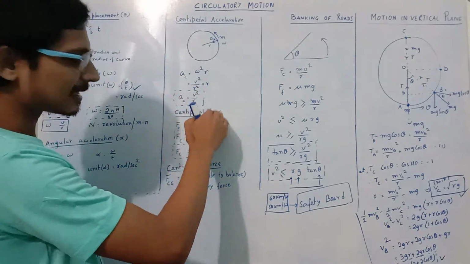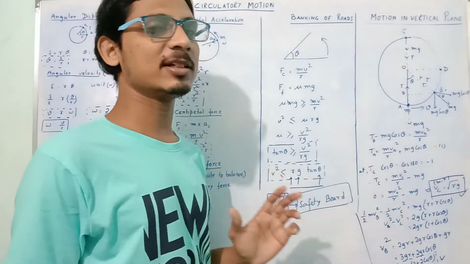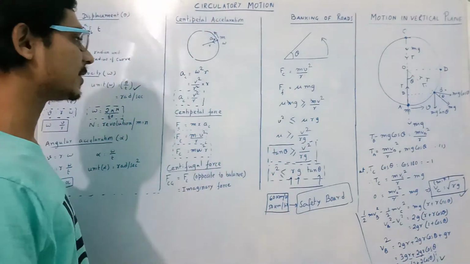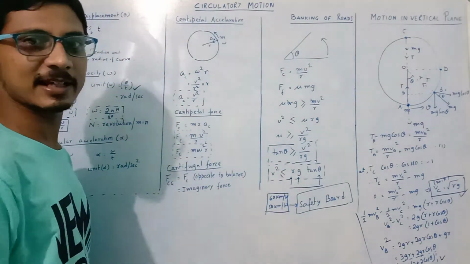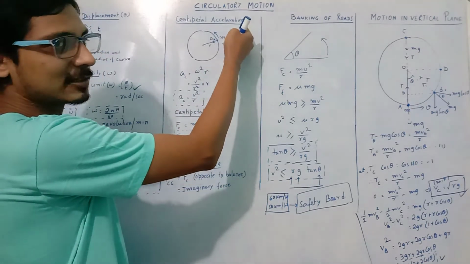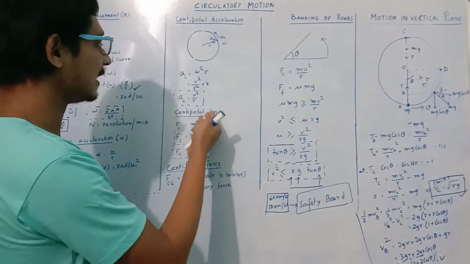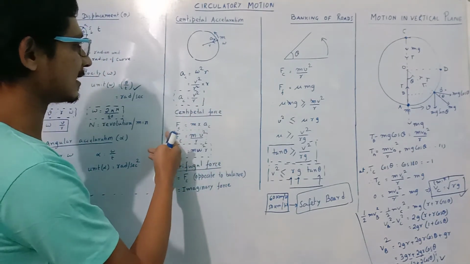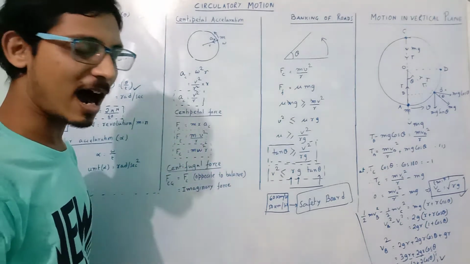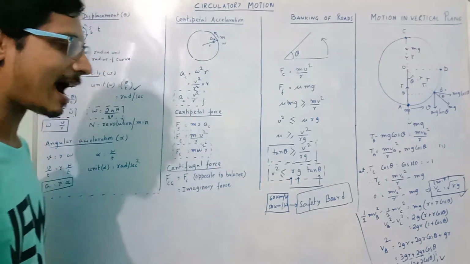So due to this acceleration, we know that when an object has some acceleration, a force definitely acts on the object, given by mass into acceleration. So the force which acts due to centripetal acceleration is called centripetal force, given by mass into centripetal acceleration. That is, centripetal force Fc will be mv square by r, or Fc is equal to m omega square r.